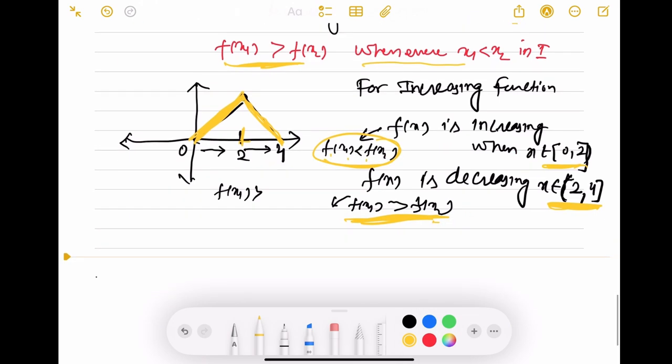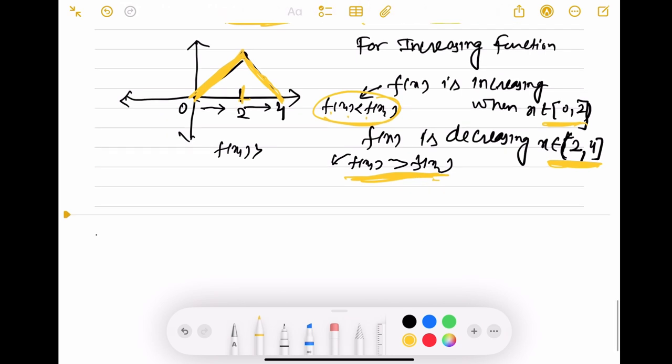Now we should stop here. In the next video we will discuss the limit of functions.